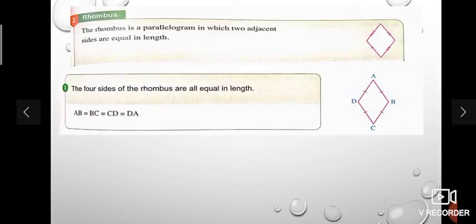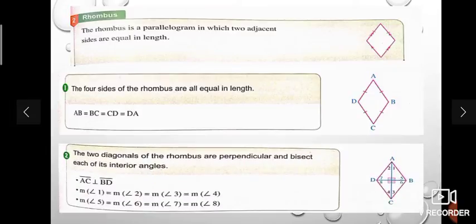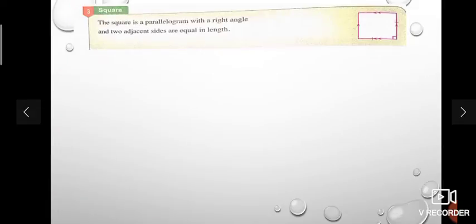The first property, the four sides of the rhombus are equal in length: AB equal BC equal CD equal DA. Number 2, the two diagonals of the rhombus are perpendicular and bisect each other. AC perpendicular to BD.